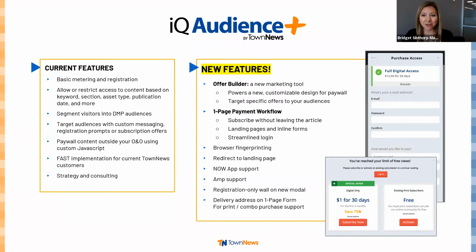But this goes so far beyond because you can actually plug into a really powerful DMP to create these custom audiences that allow you to target and speak directly to your people. You can even target these audiences with custom messages, effectively creating different paywalls for different groups of people or different situations. You can use paywalls outside of your owned and operated site. Of course, it's really fast implementation if you're on the TownNews platform because it works with the TownNews pieces that we already have.